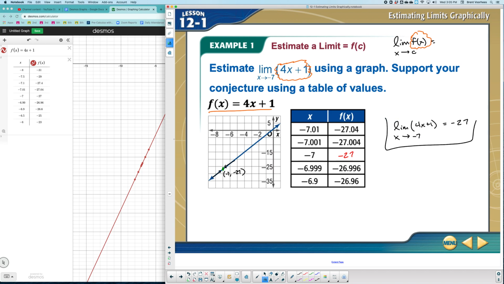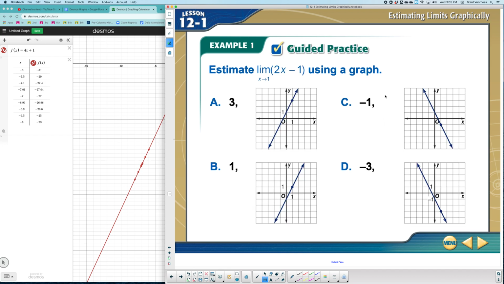Now, it won't always be the function on the graph, as we'll see later. But this first one's really simple. Now, I'll let you try one. We'll call this DOL number 1.